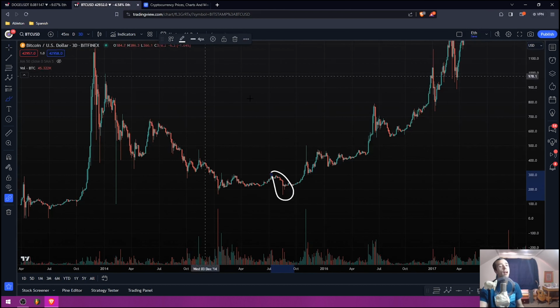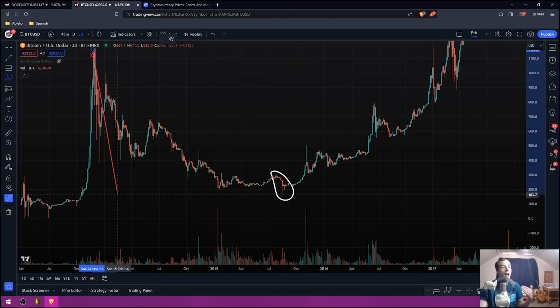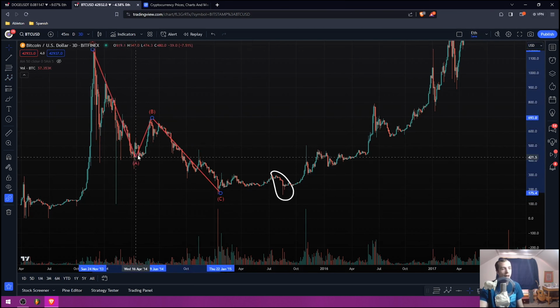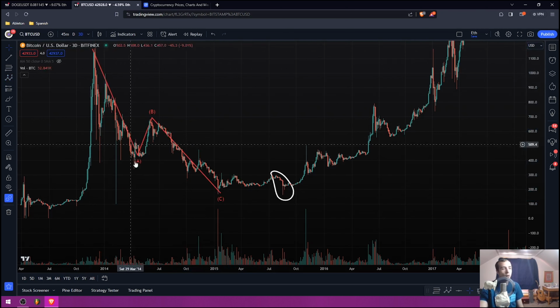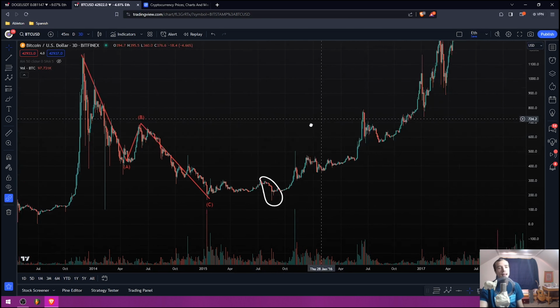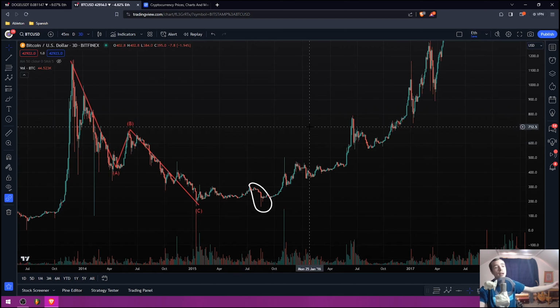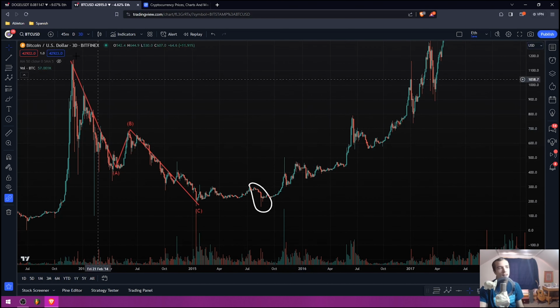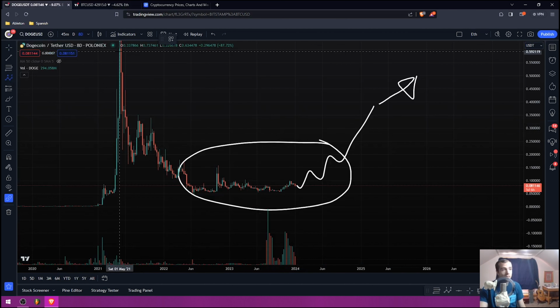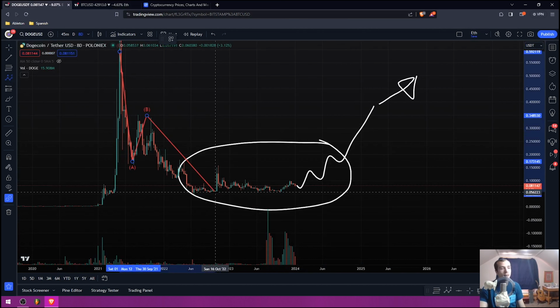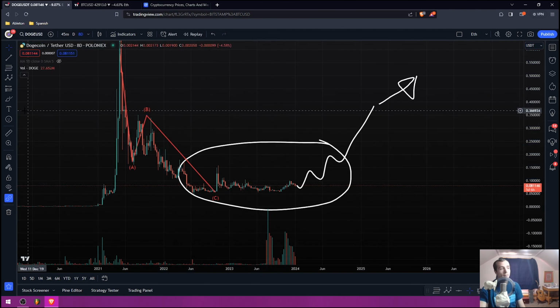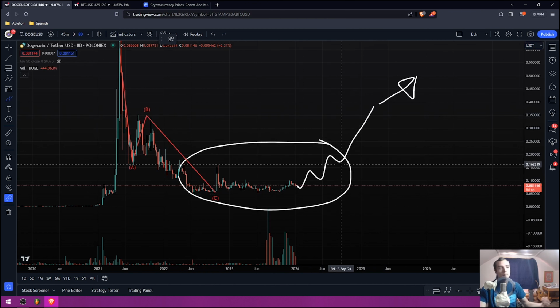In the big picture, I do think that it will do what Bitcoin did after 2015, which is after we did this correction in 2014, then went sideways in 2015, we broke out in 2016, and then we had one of the biggest bull markets in Bitcoin history in 2017. I think Dogecoin could do the same thing. We have a zigzag correction just like the 2014 crash on Bitcoin. We have the sideways accumulation just like 2015 on Bitcoin. What we're watching for is that 2016 style breakout and push up here in Dogecoin.